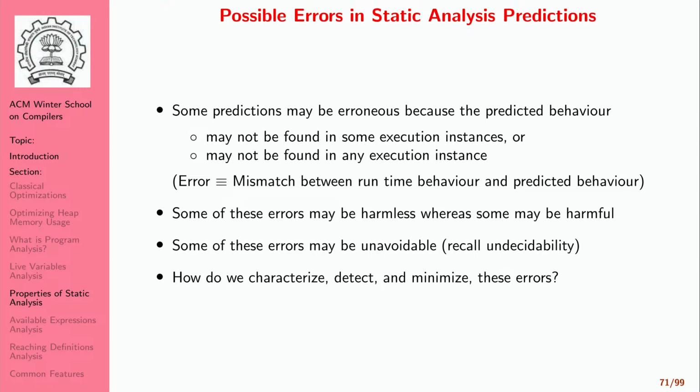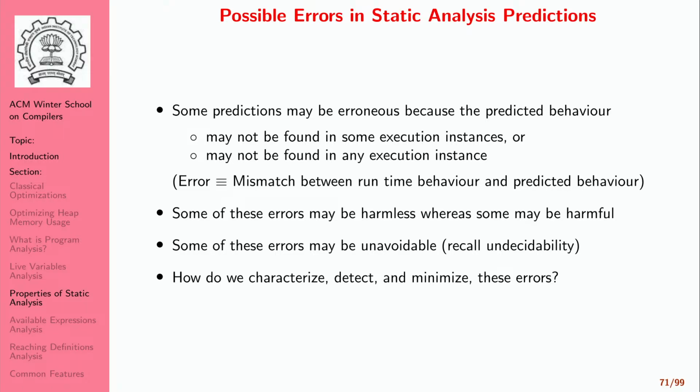So let's look at this. Some predictions may be erroneous because the predicted behavior may not be found in some execution instance or may not be found in any execution instance. These are the two different situations. Either there is no execution instance where this behavior is found and you still predict that behavior, or there is some execution instance in which the behavior is not found, but there is some other execution instance in which the behavior is found. So when we say error, we basically mean mismatch between runtime behavior and predicted behaviors.